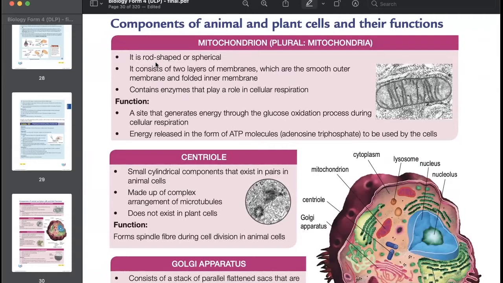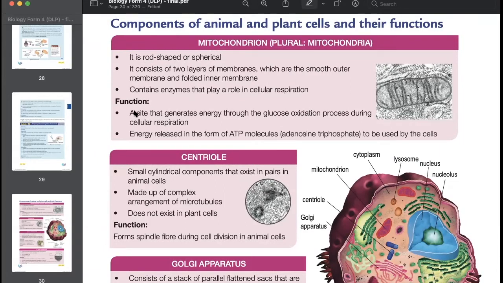It is rod shaped and spherical. This is how it's shaped. It consists of two layers of membrane, the outer layer and the inner layer. As I said, the inner layer is folded, and it contains enzymes that play a role in cellular respiration. So basically, mitochondria is very important in cell respiration. As you remember, cell respiration is a process to produce energy.